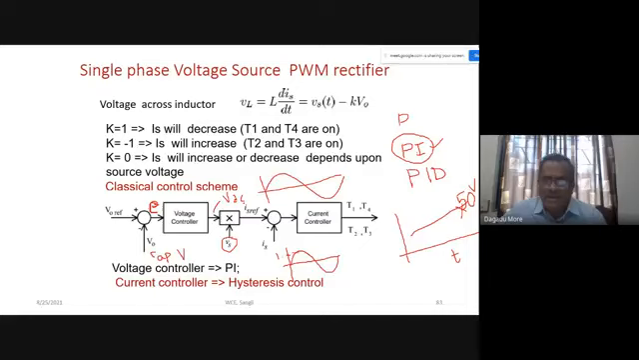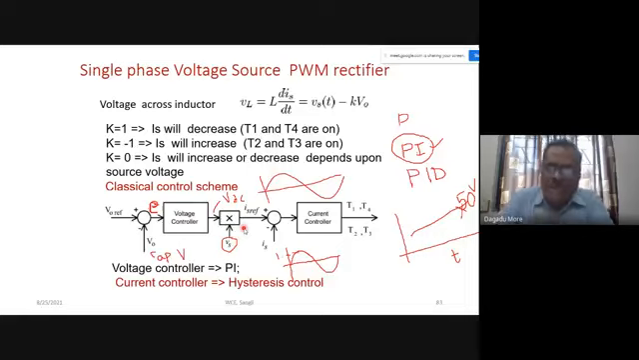How do we get a current reference? How do we obtain the current reference? If you see it here, the current reference is the multiplication of two things. This is the output, which we can call the current reference, and the current reference is the multiplication of two things. What are these two things?